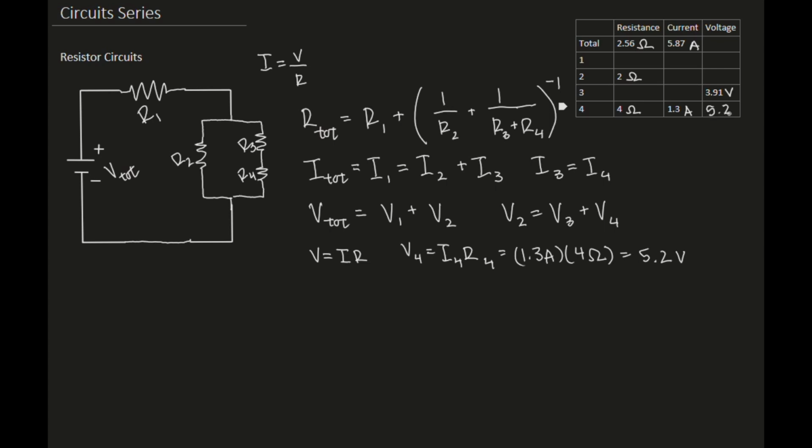But if I remember, voltage of 2 is equal to the voltage of 3 plus the voltage of 4, because those are in series to each other, and they're parallel to R2. So the voltage of 2 is equal to my 3.91 volts plus my 5.2 volts, 9.11 volts, roughly. And there's going to be a little discrepancy, but that's just from rounding error when we get the voltage total and look at adding all this up together.